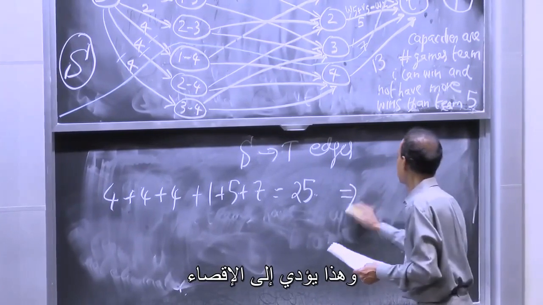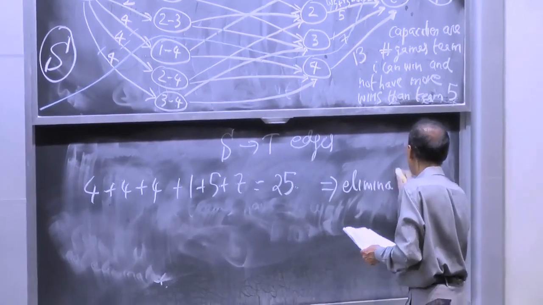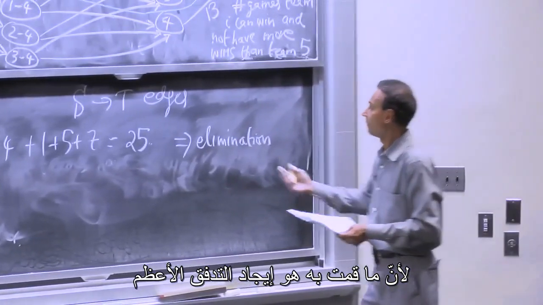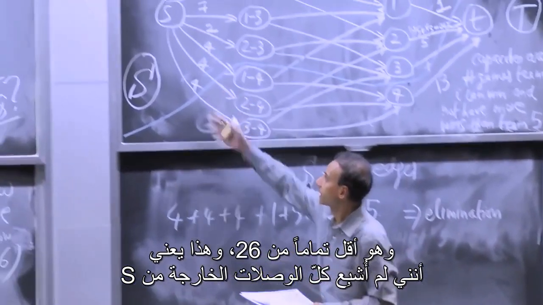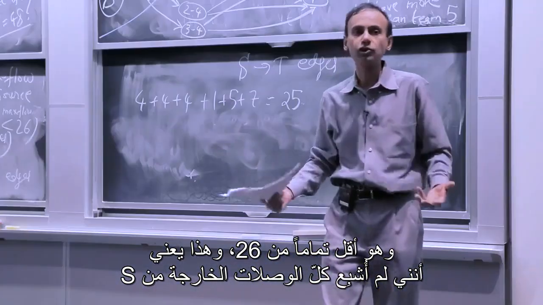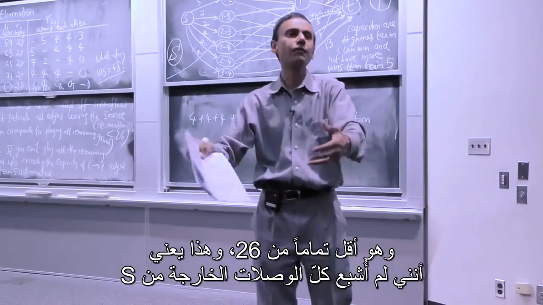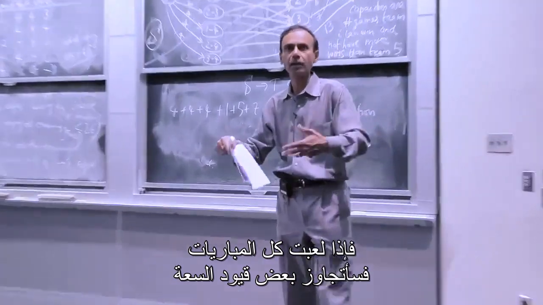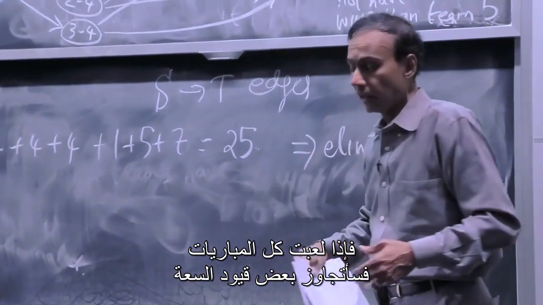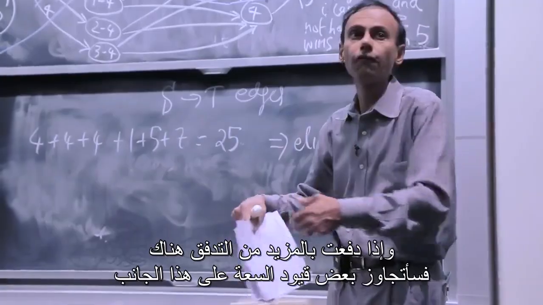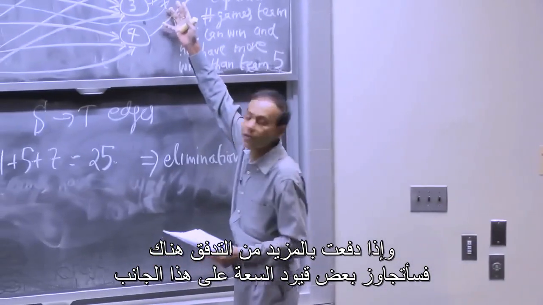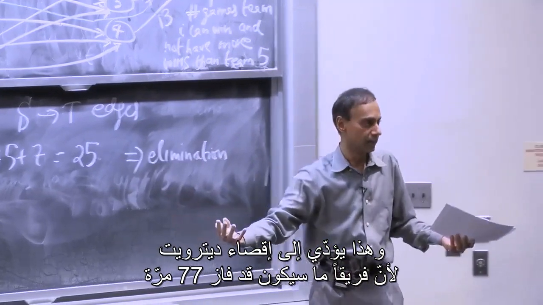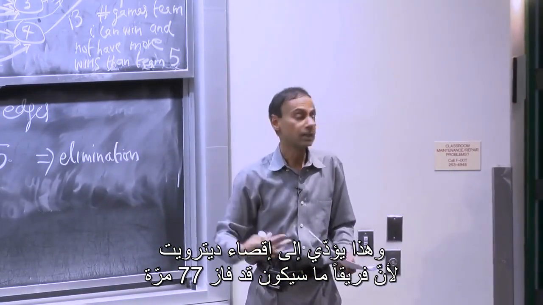And so this implies elimination, because what I've done is found a max flow which is strictly less than 26, which means that I have not saturated all of the edges that come out of S. I have not been able to play all the games, right? And so if I played all the games, I'd be exceeding some capacity constraint, and if I push more flow in there, I'd be exceeding some capacity constraint on this side. And that would imply that Detroit is eliminated because some team would have 77 wins.